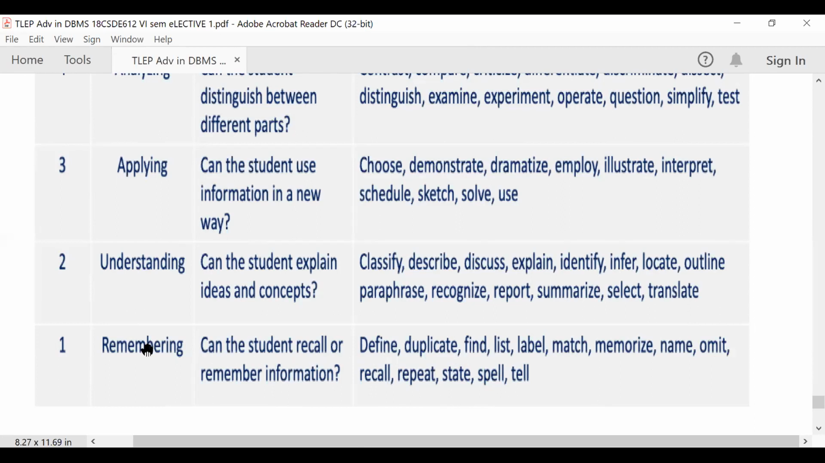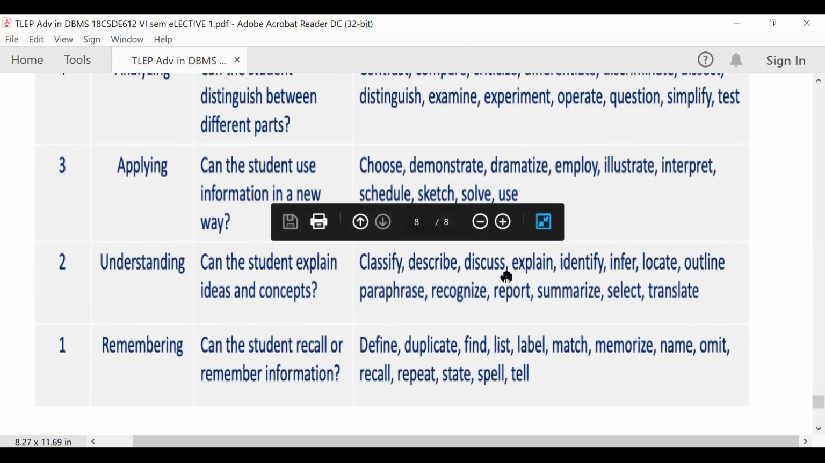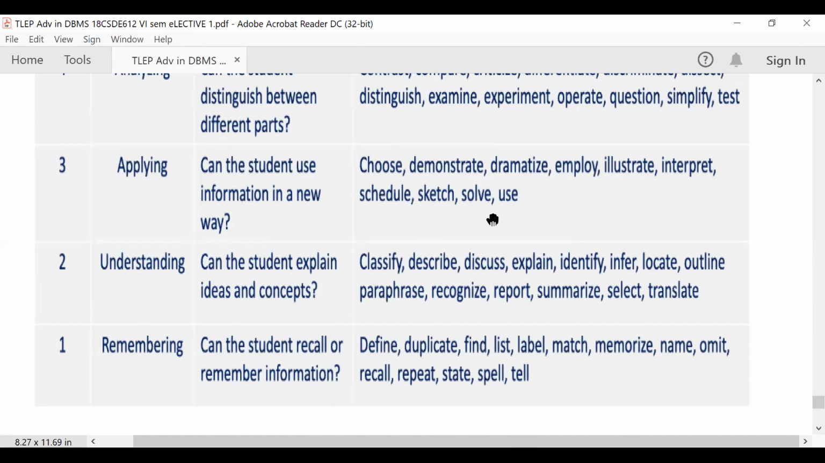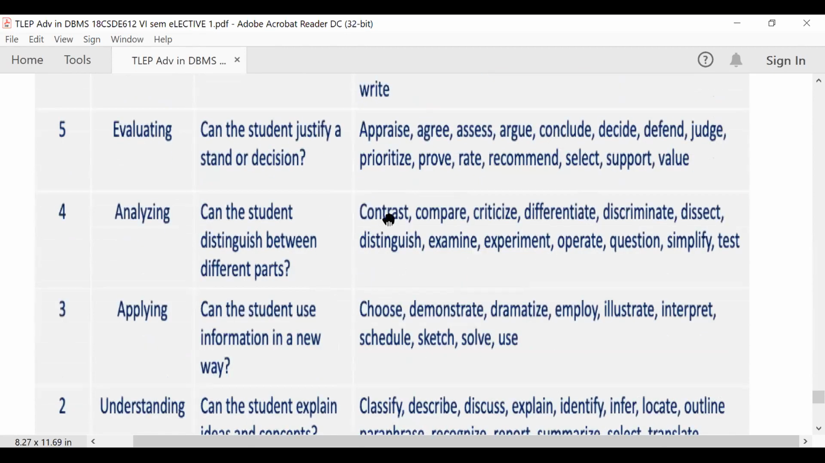So if the words are used, it means it is in the level 1 remembering. The questions like describe, discuss, explain, outline, those keywords mean they are in the understanding level. And if you ask demonstrate, employ, illustrate, interpret, solve, those keywords mean the question is in the apply level. The same way, if you use keywords like contrast, differentiate, examine, distinguish, dissect, the question is in the analyzing level.